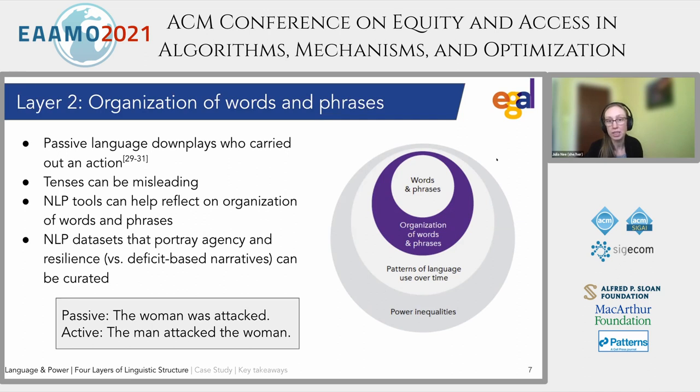The use of verb tenses can also result in misleading information. For example, describing ongoing processes like discrimination as occurring in the past can downplay the continued presence of these forces. Consider how NLP tools can be built to help reflect on organization of words and phrases for equity and inclusion, such as for journalists. Also consider how NLP datasets can be curated in ways that portray agency and resilience rather than relying on deficit-based narratives.